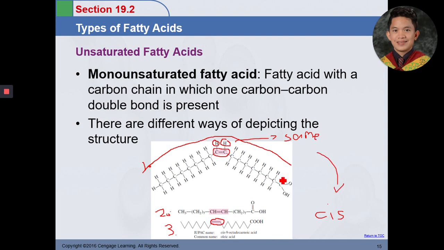Because they are on the same side of the chain, we use the cis annotation. Now say for example, one of the H is on the opposite side, like for example, the H is going down right here and not here. If this is the case, if the hydrogen atoms connected to your carbons having the double bond are on opposite sides, you use the trans annotation. Trans is for opposite.